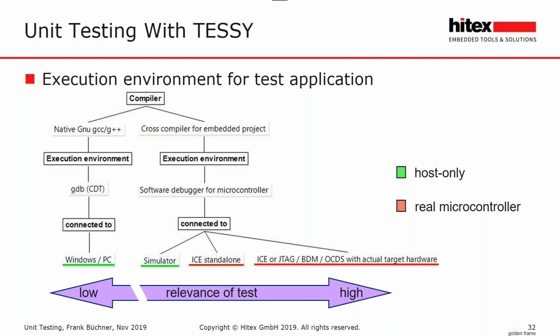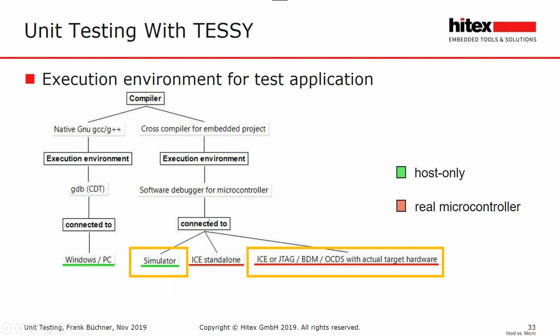And there's also a difference if you use the instruction set simulator or if you execute the tests on the actual hardware, but this difference is not so big as it is shown here. Therefore, the arrow here has a gap. So the difference in the relevance of the test between instruction set simulator and actual target hardware is rather small, in my opinion.